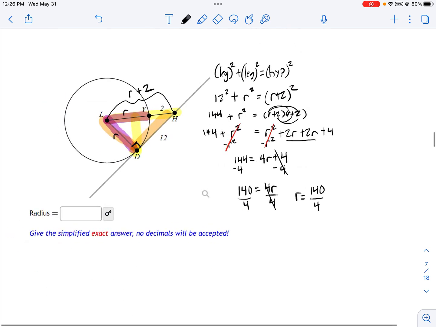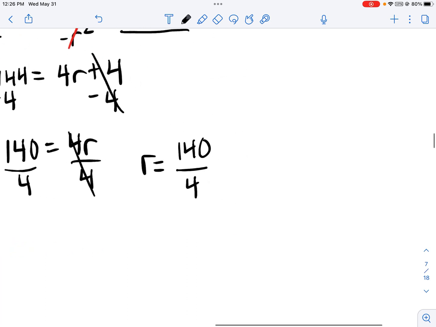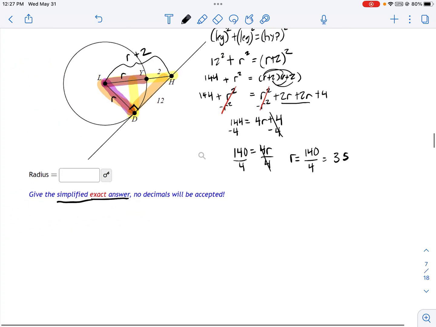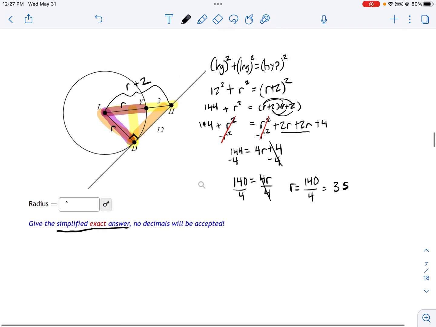Now you've got to be careful. It's not looking for just any fraction. It's looking for a simplified fraction as your answer here. So yes, 140 over 4 is correct, but you do need to simplify that. If you actually divide 140 by 4, that's a whole number. That's 35. So that means our radius is 35.